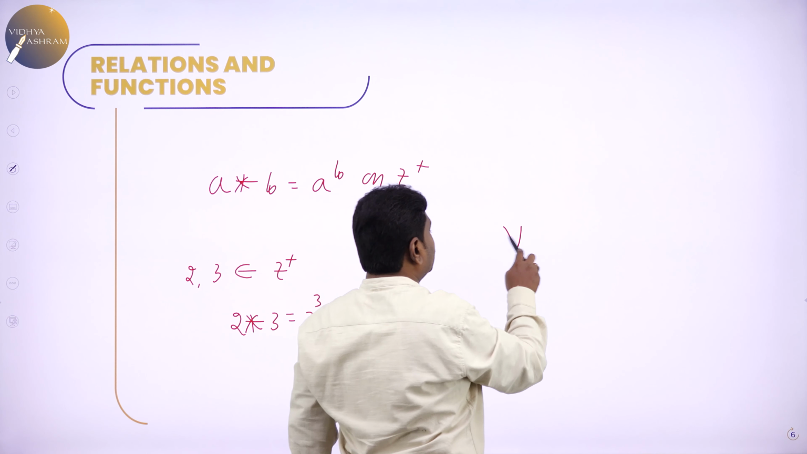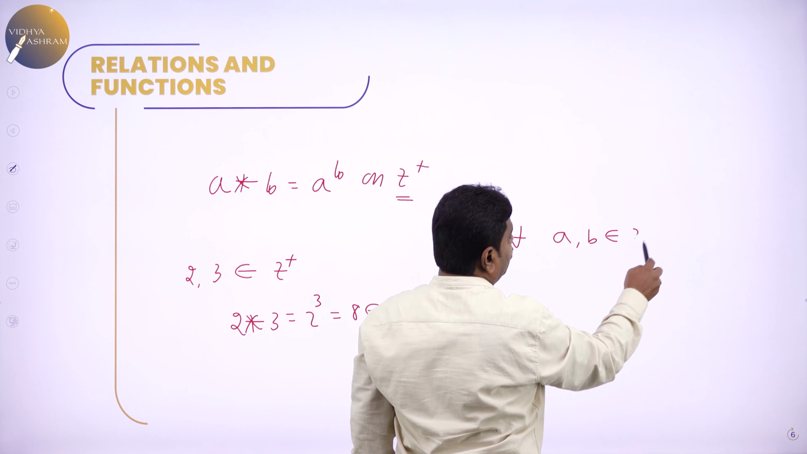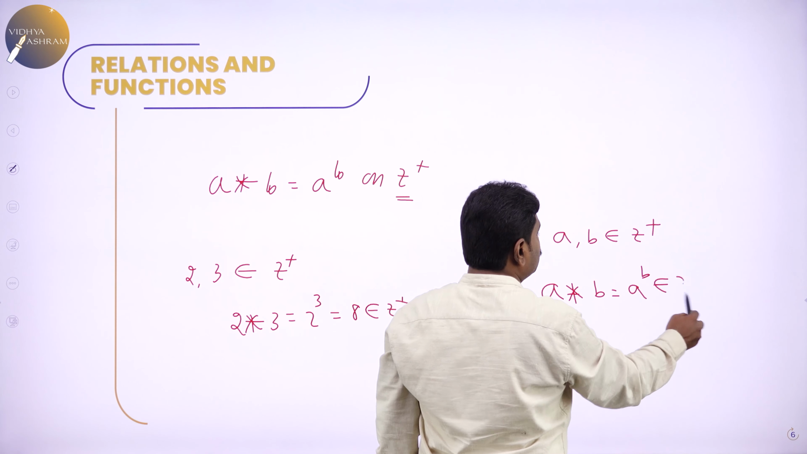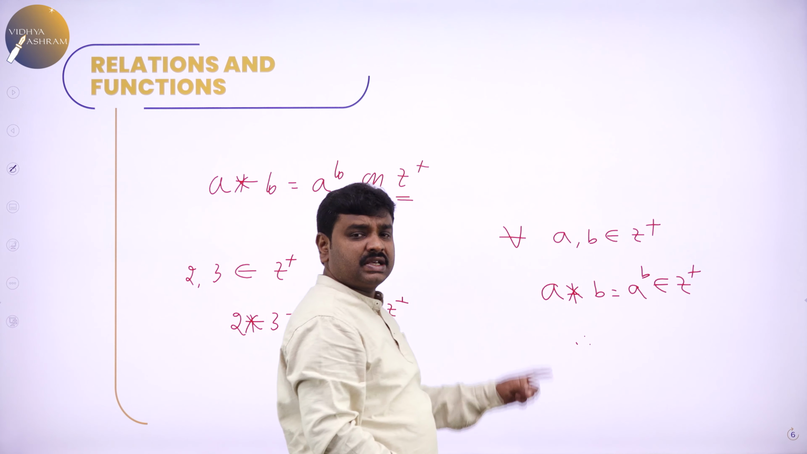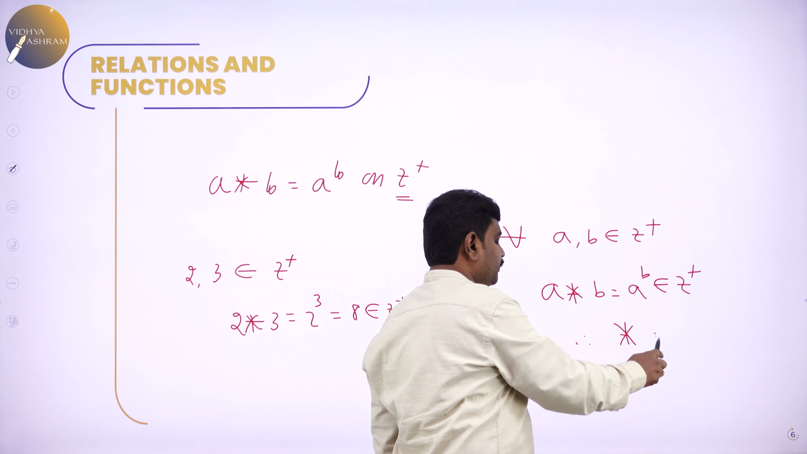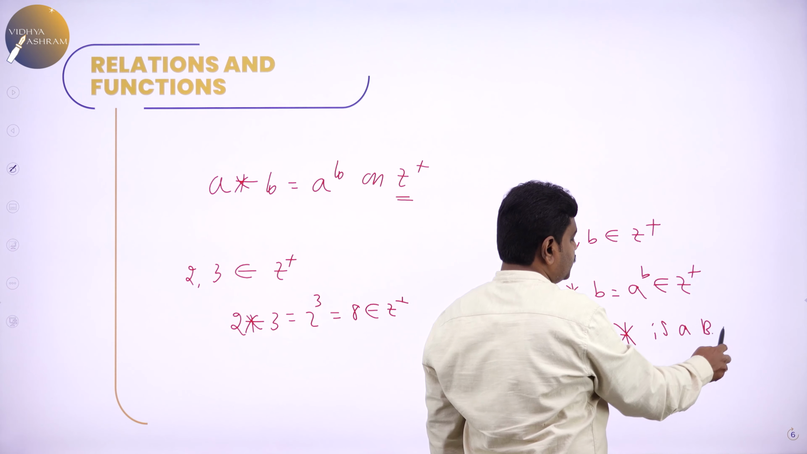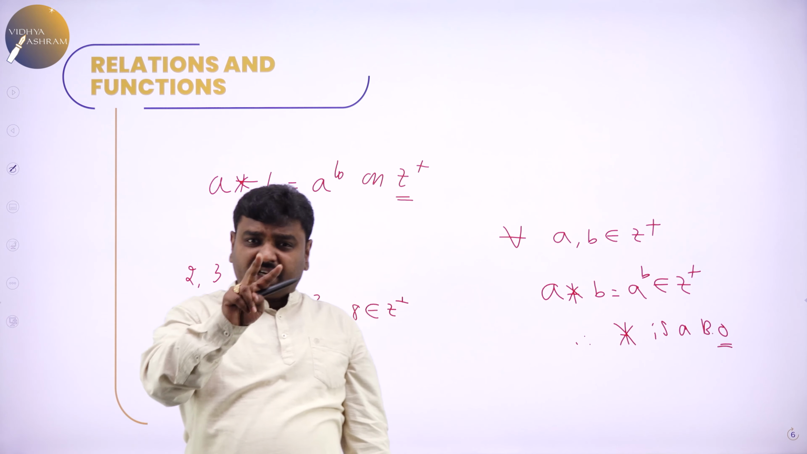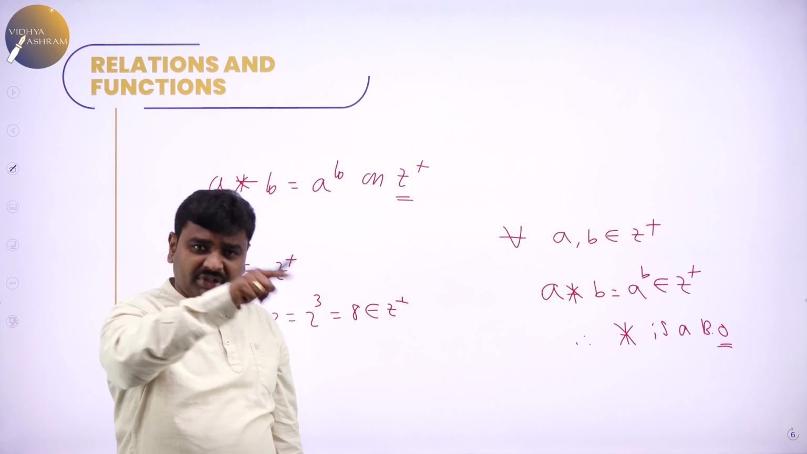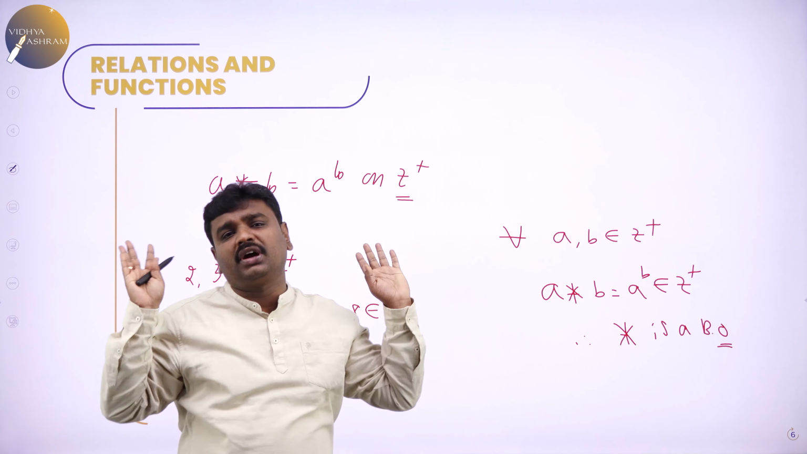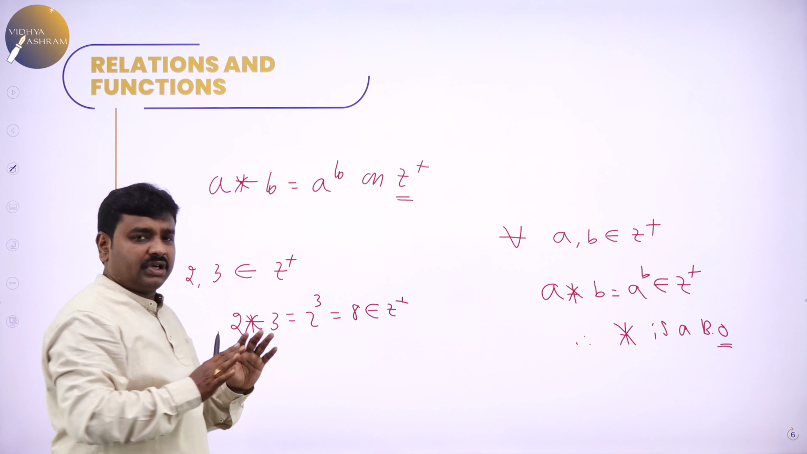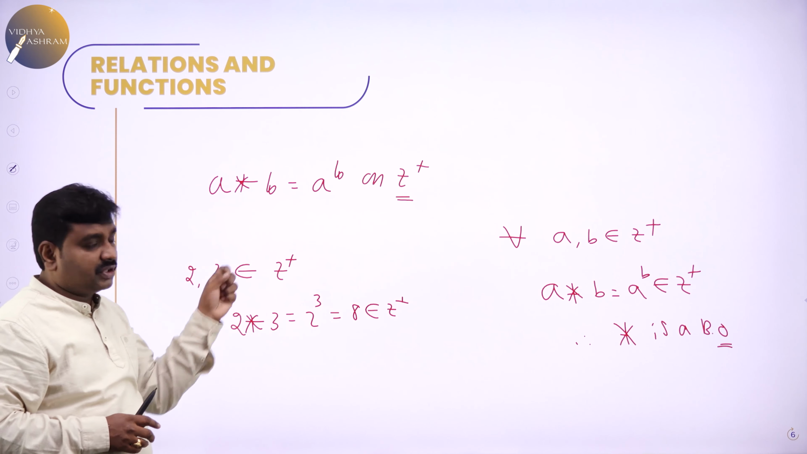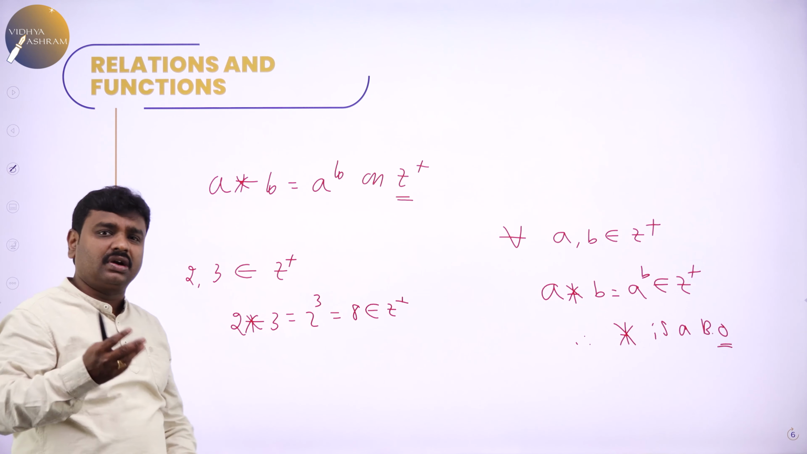That is why, to generalize, for all a comma b belonging to Z plus, when you perform a star b you will get a power b, which also belongs to Z plus. Therefore, I can say star is a binary operation. I hope all of you understood this. What is a binary operation? If you take any two elements in any order from the given set and you operate, the result should also belong to the same set, then it is binary. So now we are done with problems on binary. You can complete all the problems of NCERT, that is checking whether the given operation is binary or not.